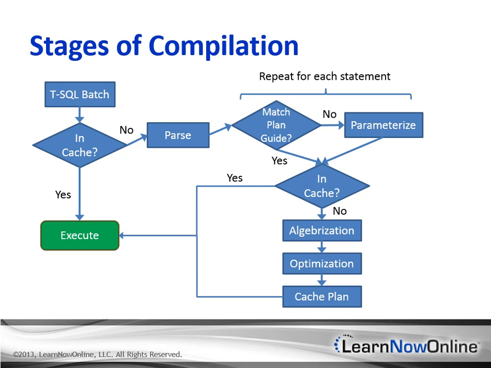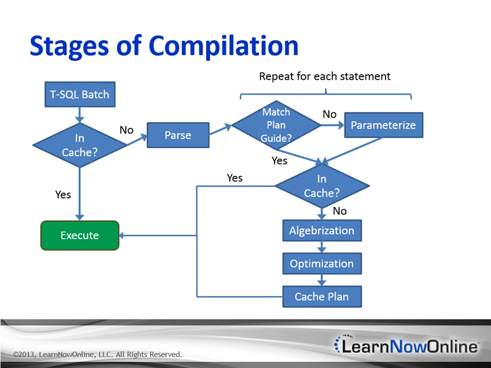Otherwise, if there's no matching plan guide or parameterized query in the plan cache, the query processor has to go through the process of creating an execution plan for the query. The first step is algebraization, which is also called normalization. This step creates a logical tree, which is sometimes called a parse tree, that represents the logical steps needed to execute the query. A primary task of algebraization is binding, which checks whether referenced tables and columns exist, loads metadata about those objects, and adds information about implicit conversions needed.